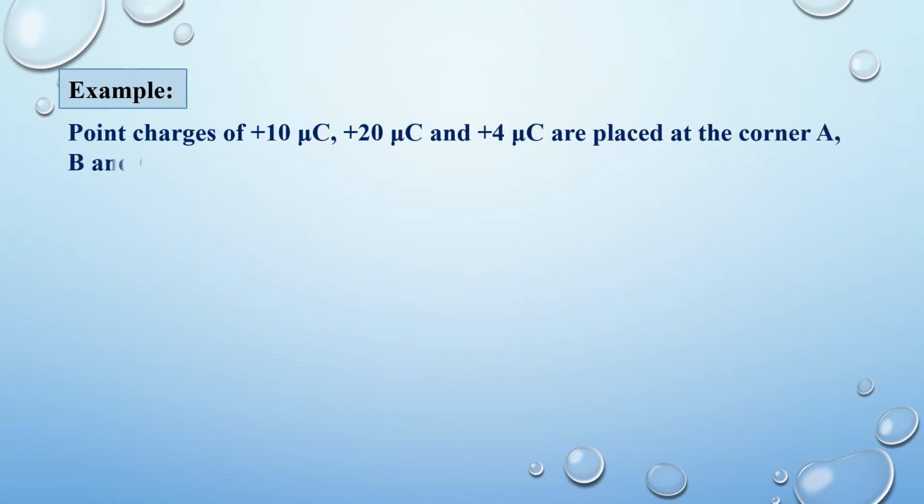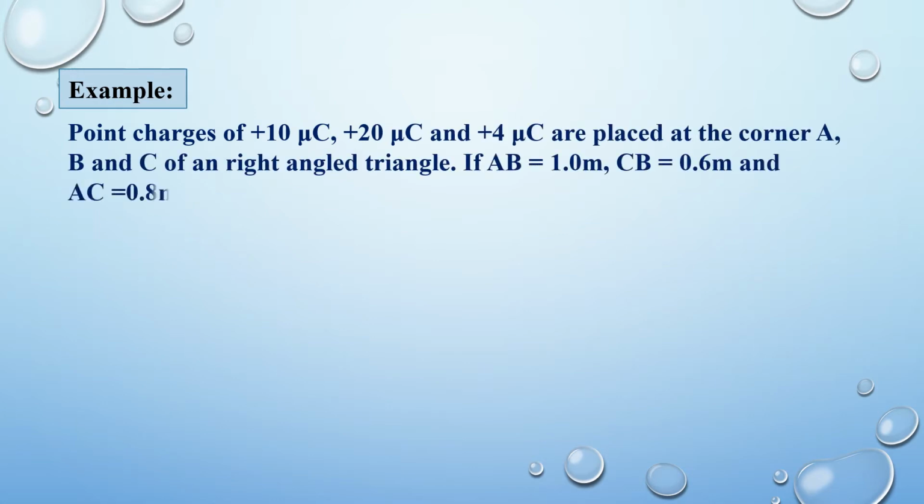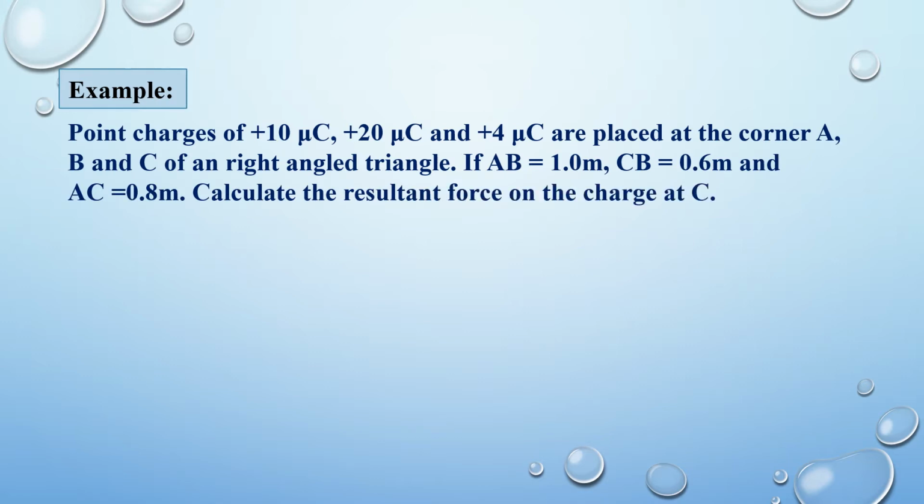Let us consider one more problem on Coulomb's law, where this problem has been asked in your annual exams for 5 marks. So quite an important problem. Point charges of plus 10 microcoulomb, plus 20 microcoulomb and plus 4 microcoulomb are placed at the corners A, B and C of a right angle triangle. If AB is equal to 1 meter, CB is equal to 0.6 meters and AC is equal to 0.8 meters, calculate the resultant force on the charge at C.